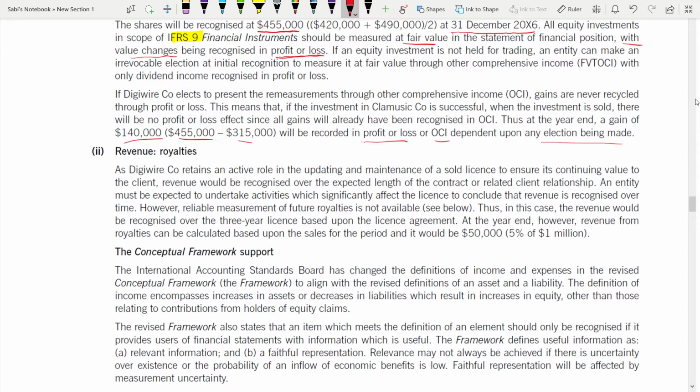Yes. We have told before also, revenue is recognized over the period, not at a single point in time. An entity must be expected to undertake activities which significantly affect the license to conclude that revenue is recognized over time. However, reliable measurement of future royalties is not available. See below. Thus, in this case, revenue would be recognized over the 3-year license based upon the license agreement at the year end.